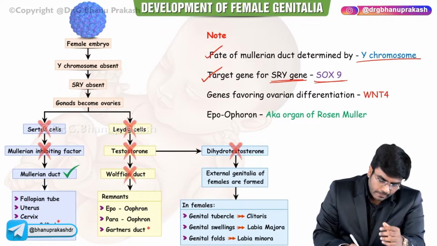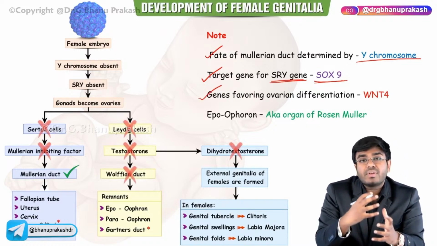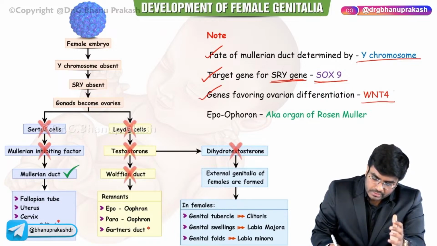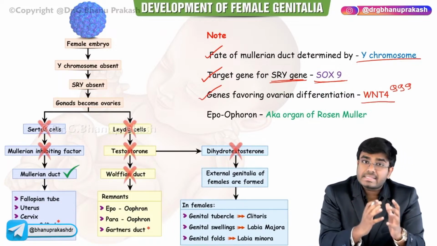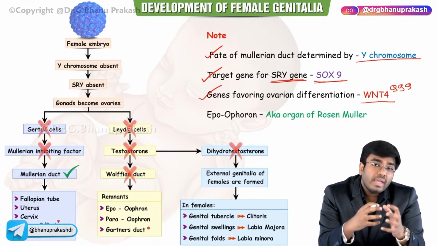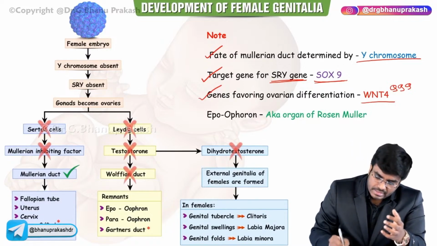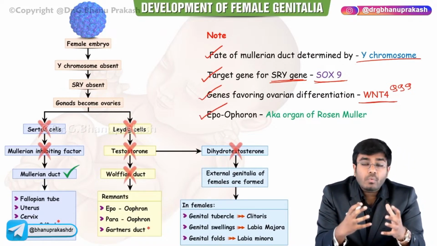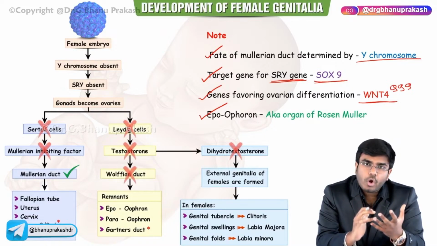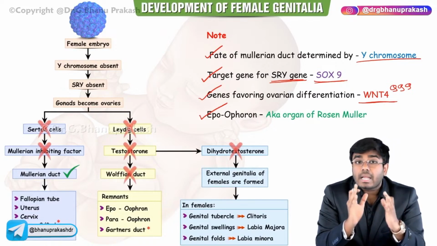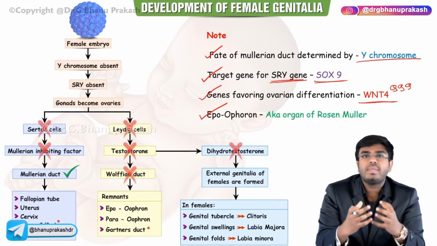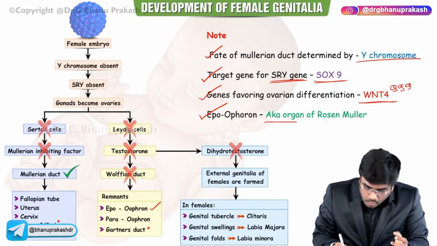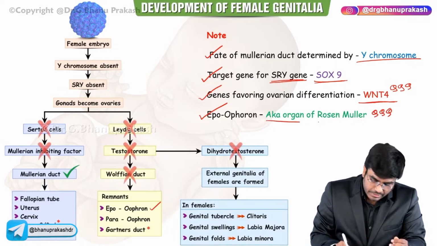Now, the gene favoring ovarian differentiation is WNT4. So the testis is determined by the SRY gene, and in the same way, ovarian development needs WNT4. Epophoron: what is this? We have already discussed that the epophoron, paraphoron and Gartner's duct are all remnants of the Wolffian duct in a female body. The epophoron is also known as the organ of Rosenmuller, a previously asked MCQ.